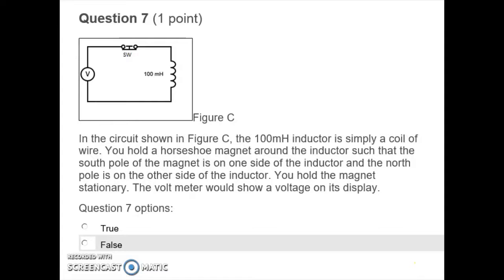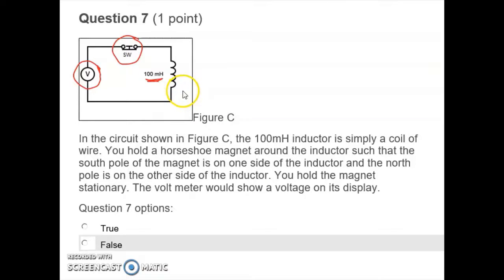Number 7, again we have another very simple circuit. This is a voltage meter. It's not a voltage source, it's a voltage meter. We have a closed switch, and we have this inductor here. An inductor is basically a coil of wire. And the question reads, in the circuit shown, the inductor is simply a coil of wire.